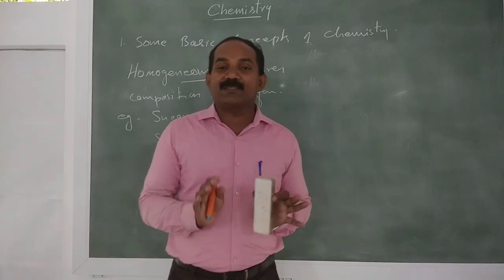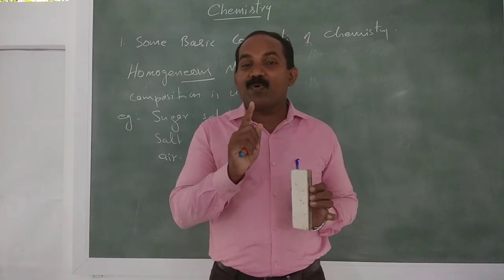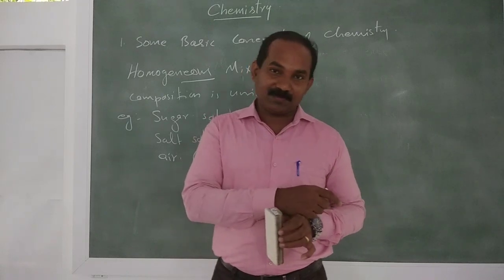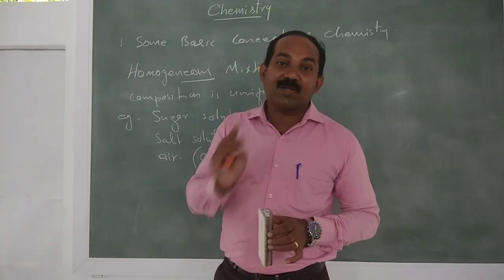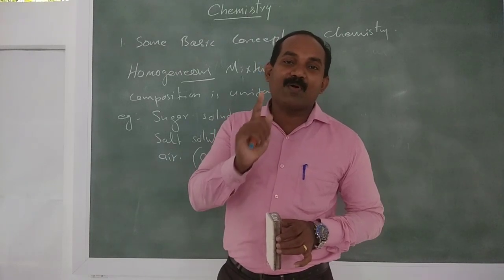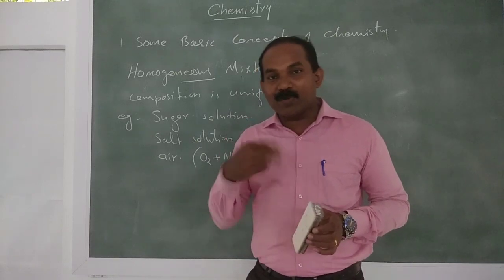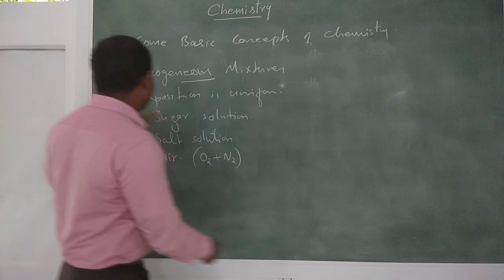So, a pure substance consists of only one type of matter, only one type of substance. Are you clear? Pure substances consist of only one type of substance or particles. Pure substance can be classified into two. First one is elements.